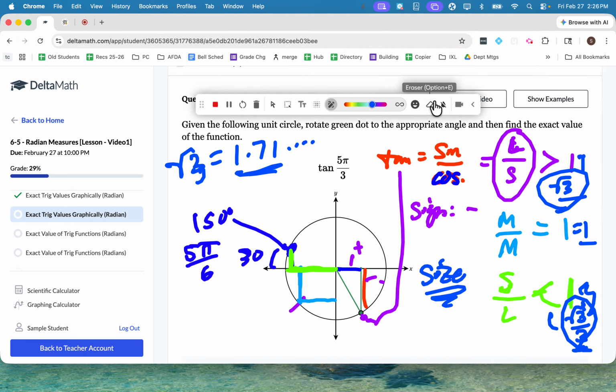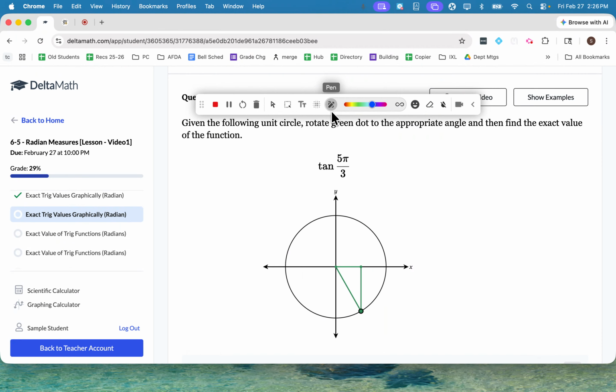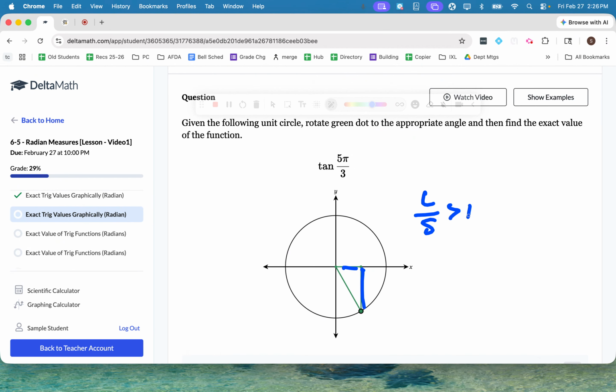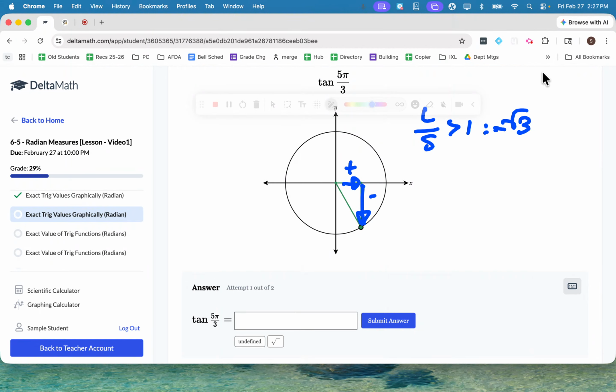Okay, so let's go back to this. We are here talking about sine over cosine. Long over short, greater than 1. This is the one that goes root 3. And it's negative because this value is negative, this value is positive.